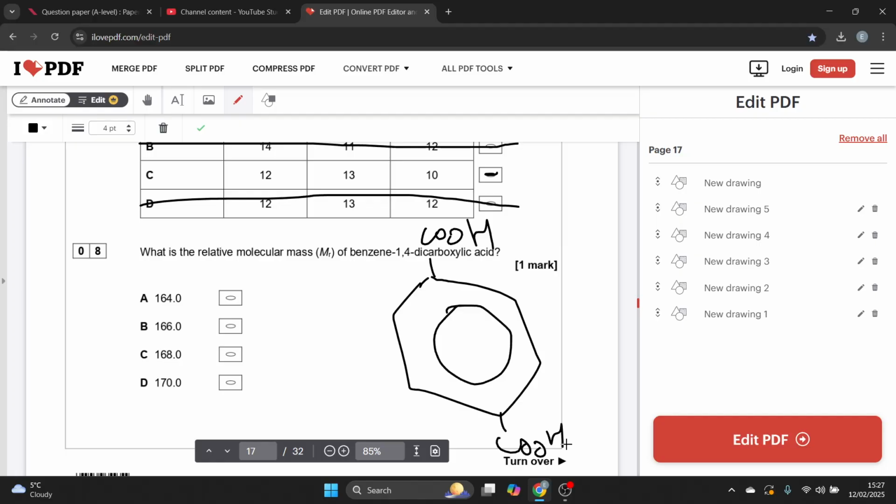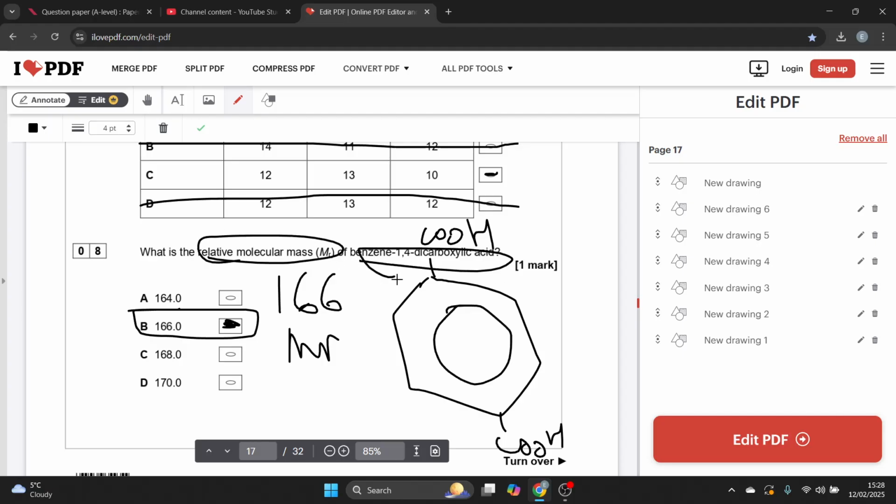I got 167, which is not correct. 72 plus 5 plus 12 plus 16 plus 16 plus 1 plus 12 plus 16 plus 16 plus 1. And you need to check the hydrogens, it's going to be 166. 166 is the Mr, aka the relative molecular mass of benzene-1,4-dicarboxylic acid.